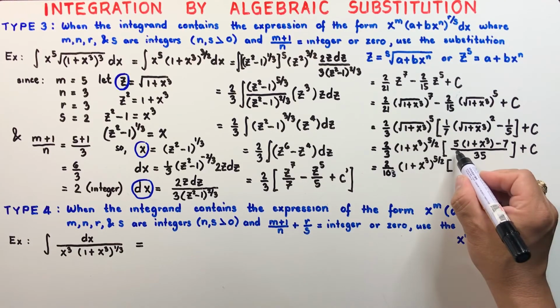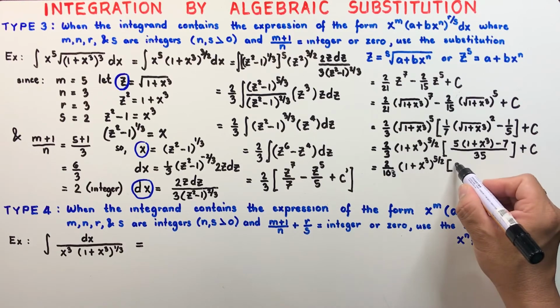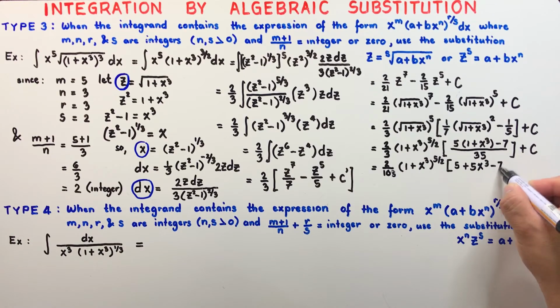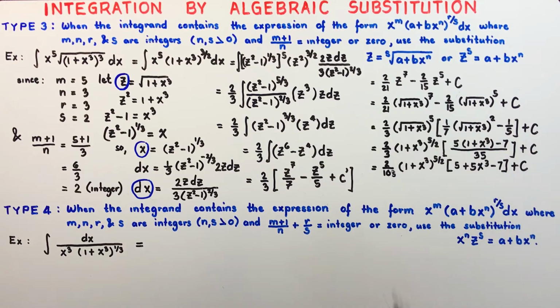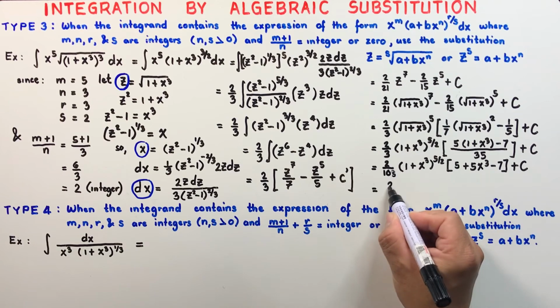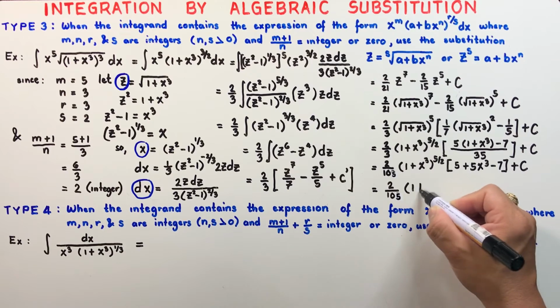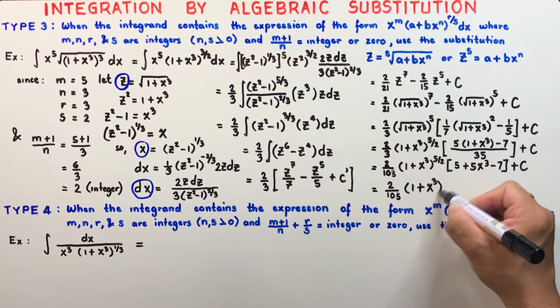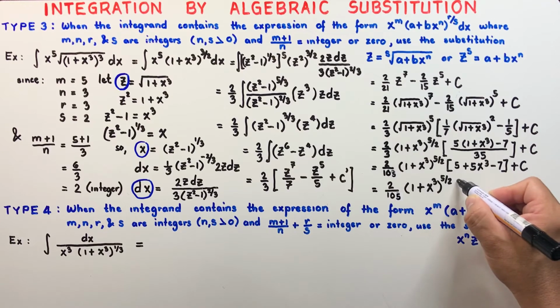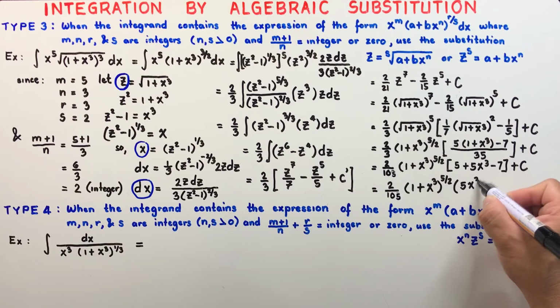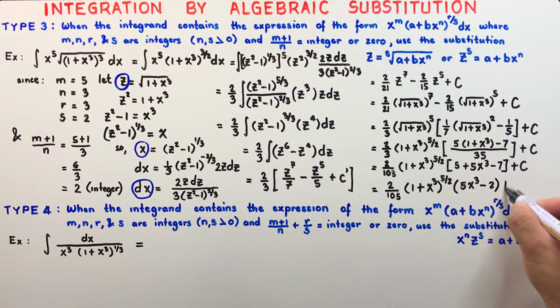And this is multiplied by this binomial. So we have 5 plus 5x cubed subtracted by 7. So we have our final answer of 2 over 105 times 1 plus x cubed raised to the power of 5 halves. And this is multiplied by these terms of 5x cubed minus 2. So we have our answer for this example here.